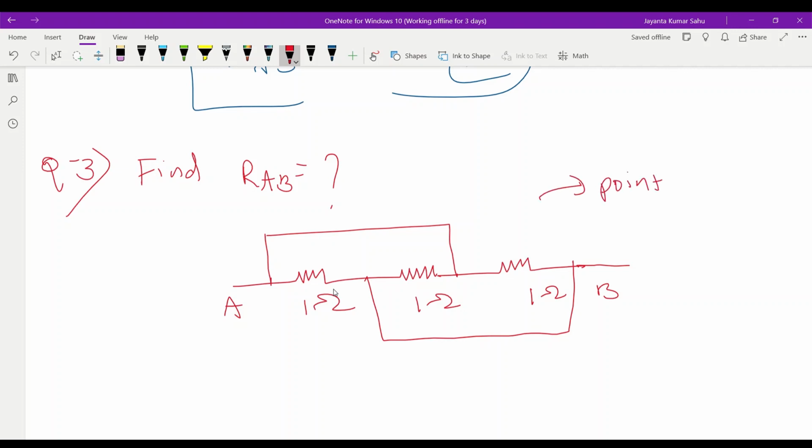Point method means a single line is represented by a single point. This is a resistance. It consists of two terminals A and B. If I draw a line, it represents a single point. That means I will solve this problem now.